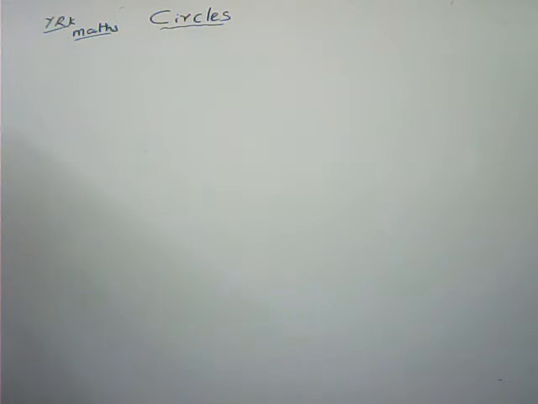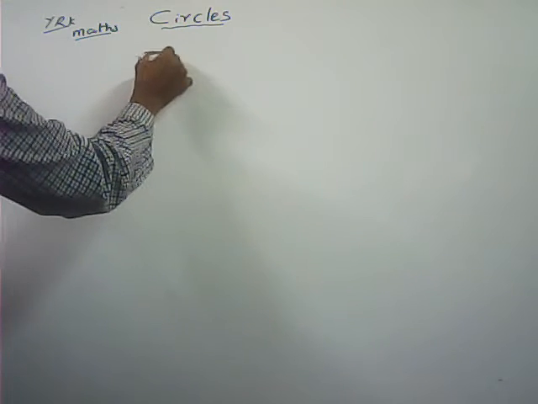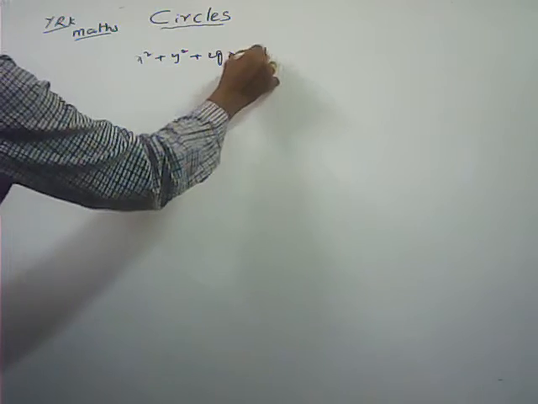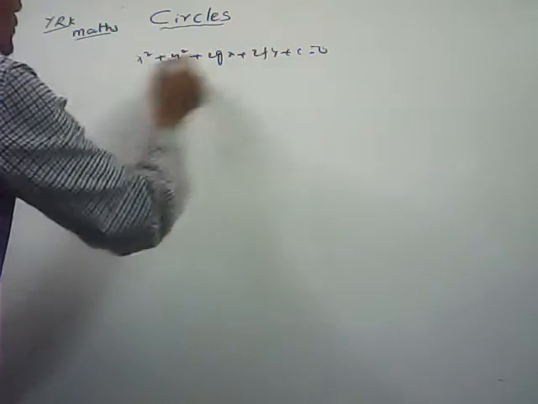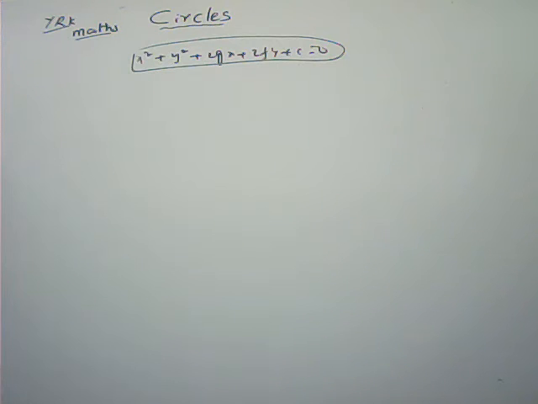Now, the general form of the equation of the circle. If I expand that one, we can get x square plus y square plus 2gx plus 2fy plus c equals 0. Here x square, y square, x term, y term and constant term. Only these terms we can get by expanding (x minus a) whole square plus (y minus b) whole square equals r square.